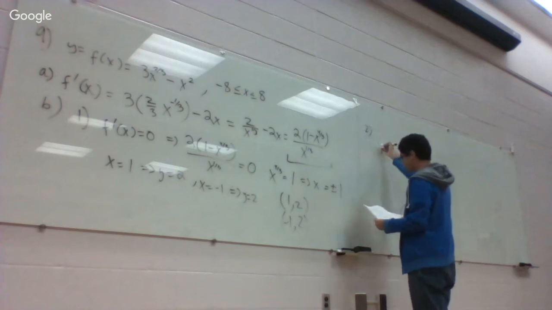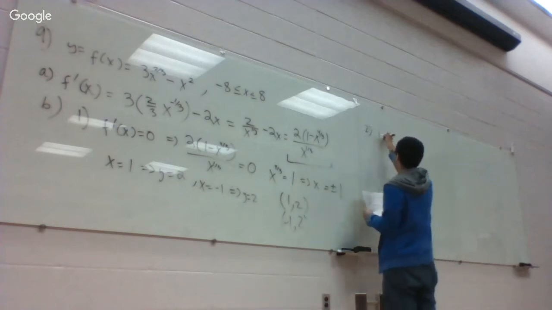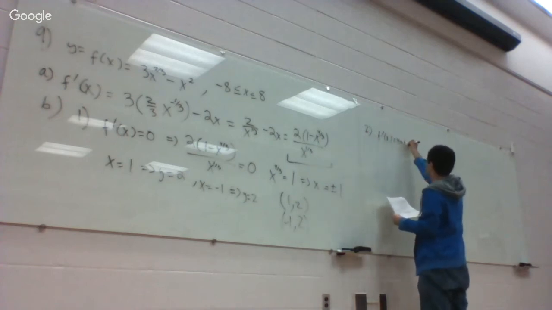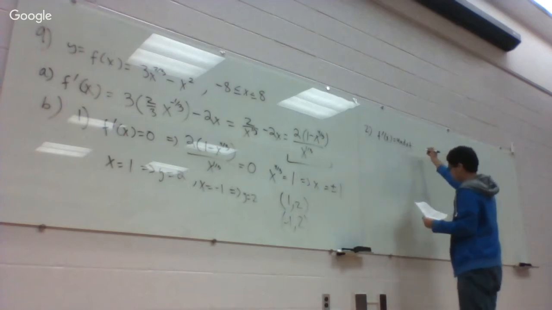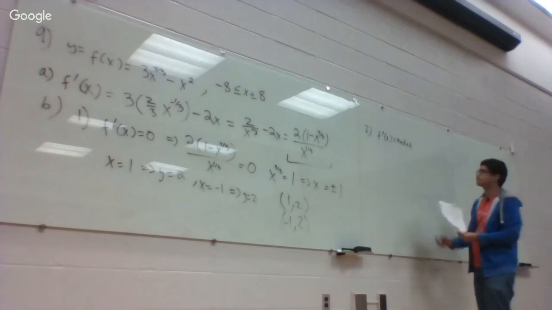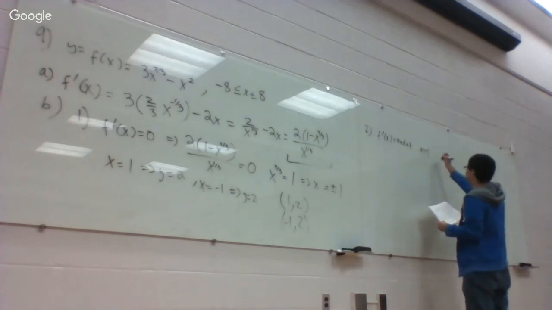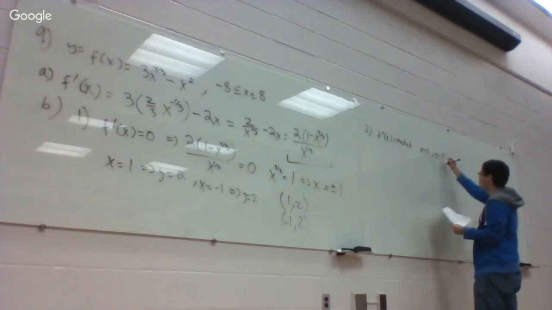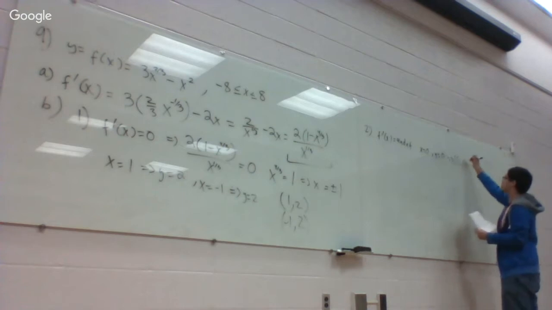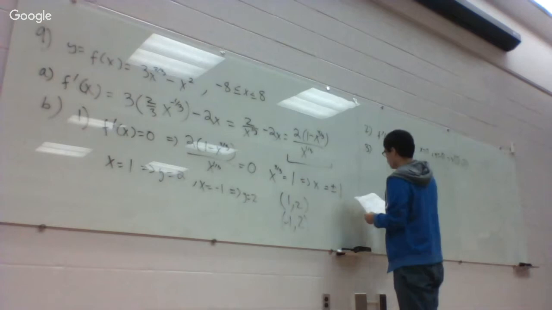So what's the second step? Where is it undefined? 0. When x is equal to 0, that's when y is equal to 0. Therefore, we have a coordinate of 0, 0. What's the third step?